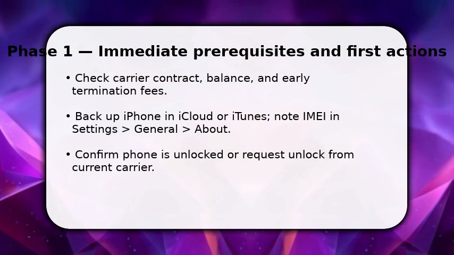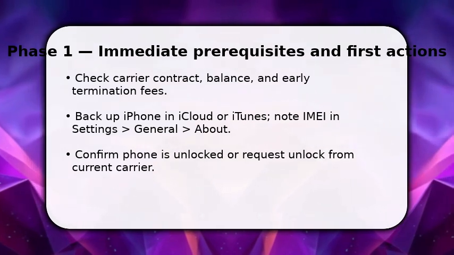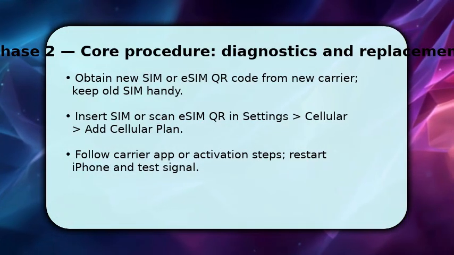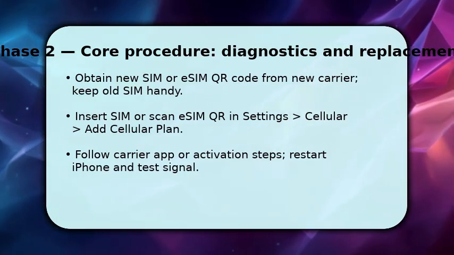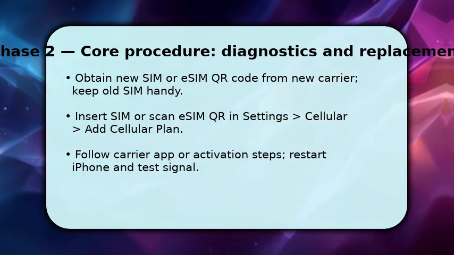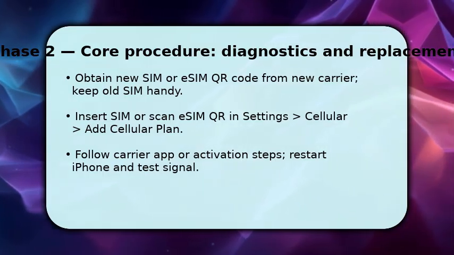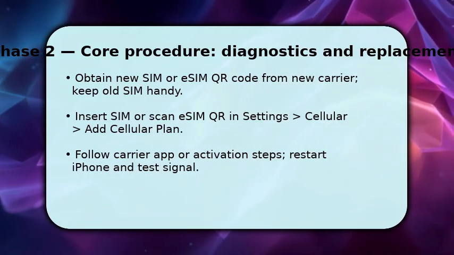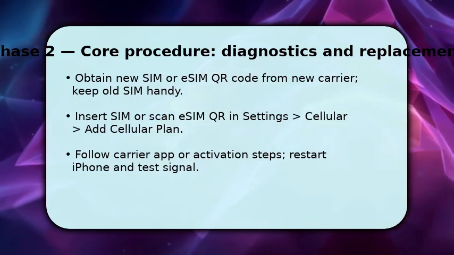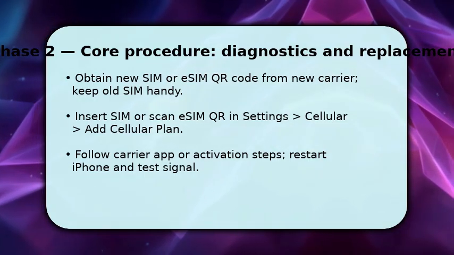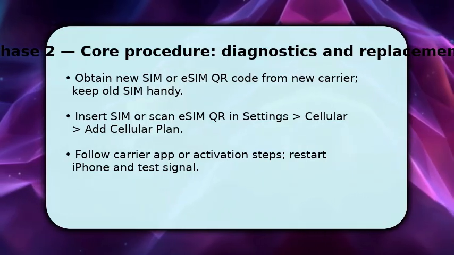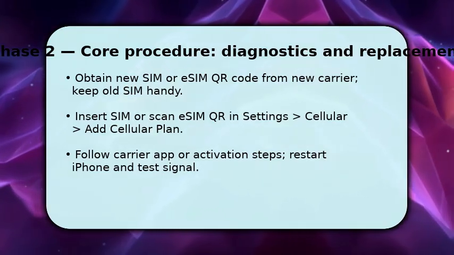You now move into activation. Get your new carrier's SIM card or eSIM QR code and keep the old SIM for reference. If using a physical SIM, use the eject tool and insert the new SIM, and if using eSIM, open Settings, Cellular, add cellular plan, then scan the QR code. Once you follow the carrier's on-screen activation prompts or app steps, restart the iPhone.